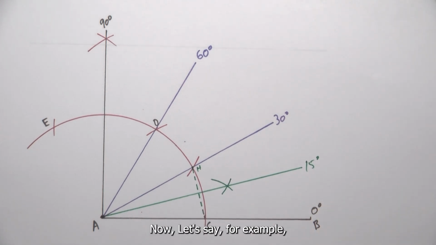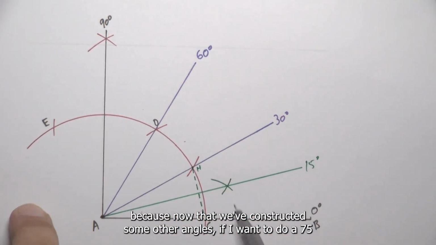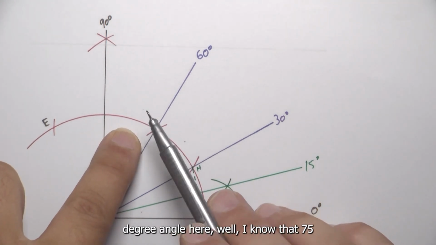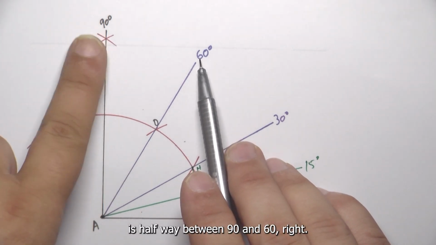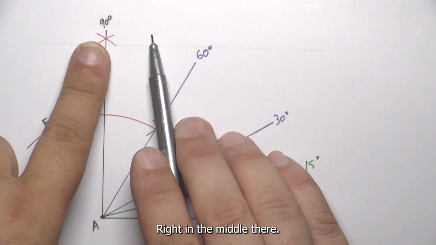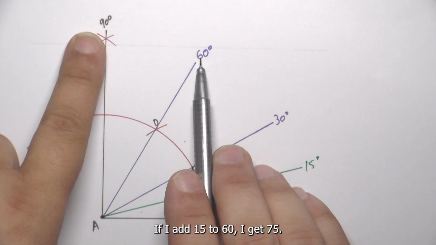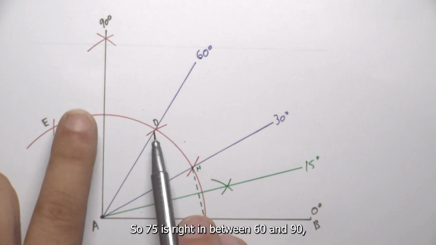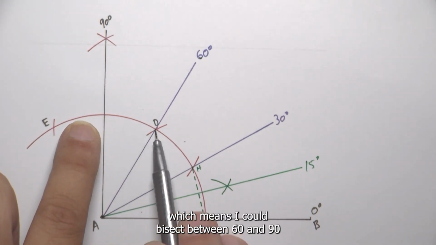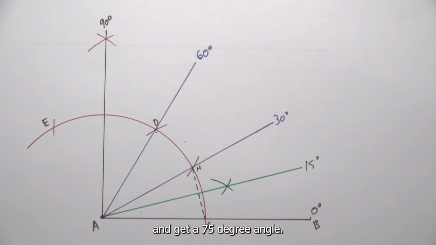Right? Now, let's say, for example, we wanted to create a 75-degree angle. Well, there's two ways we could go about doing this at this point. Because now that we've constructed some other angles, if I want to do a 75-degree angle here, well, I know that 75 is halfway between 90 and 60, right? Right in the middle there. If I minus 15 from 90, I get 75. If I add 15 to 60, I get 75. So 75 is right in between 60 and 90, which means I could bisect between 60 and 90 and get a 75-degree angle.